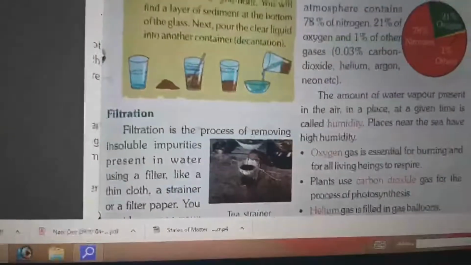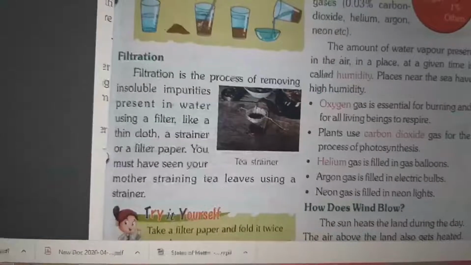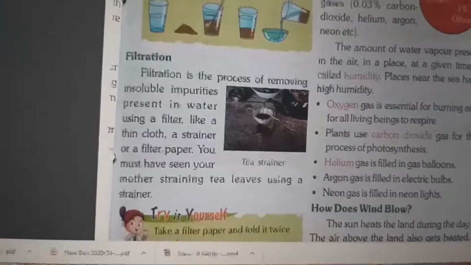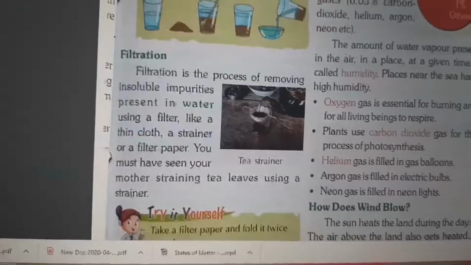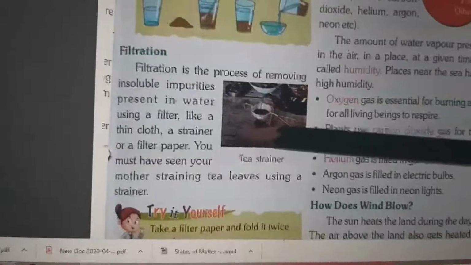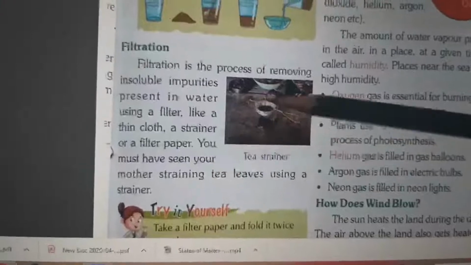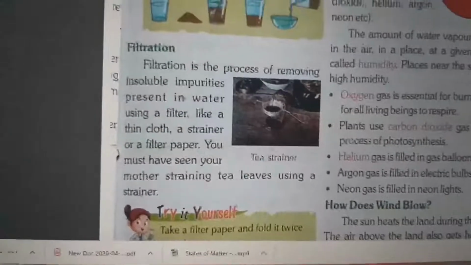Next is filtration. Filtration is another process with which we can remove the insoluble impurities from the water. Filtration is the process of removing insoluble impurities present in water using a filter like a thin cloth, a strainer or a filter paper. You can use a thin cloth like muslin cloth, which people generally use. A strainer, like the one you use to strain the tea, or a filter paper we can use.